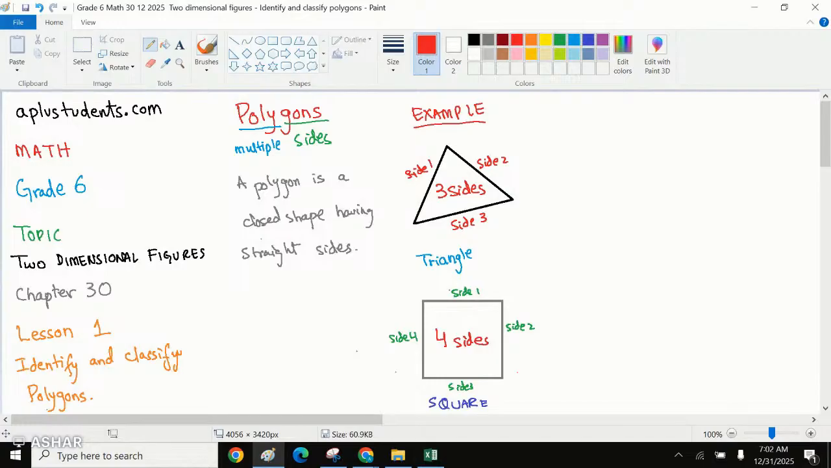So four-sided shapes are also known as quadrilaterals. Four-sided shapes are known as quadrilaterals because a four-sided shape can be a square, right? A four-sided shape can be a rectangle. It's still four-sided, right? It can be a diamond, right? It can be many shapes. So all these shapes are still four sides and they are known as quadrilaterals. But quadrilaterals have specific names. The first one would be square, the second is rectangle, the third one is a diamond.